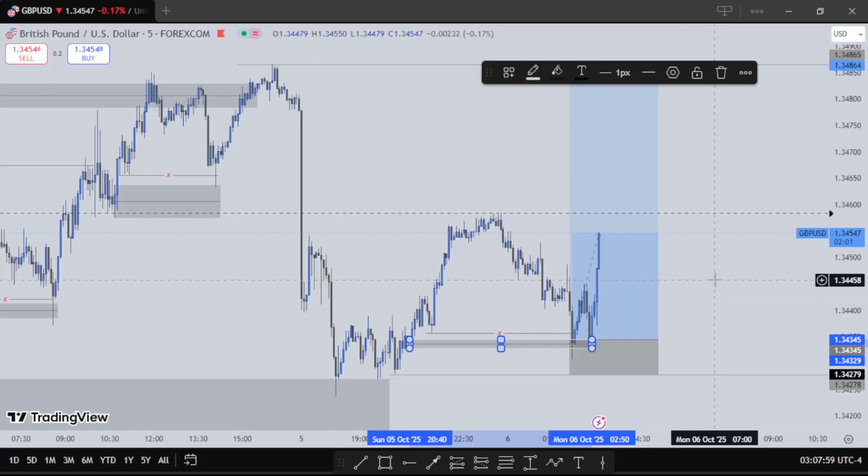GBPUSD, because those are the pairs that I'm trading today, which I saw some opportunities.